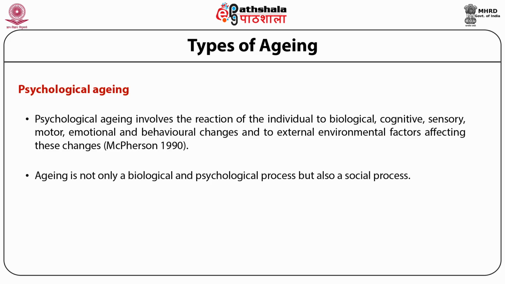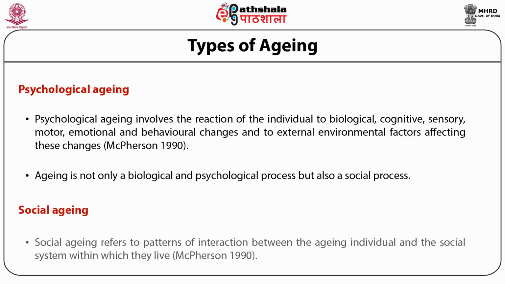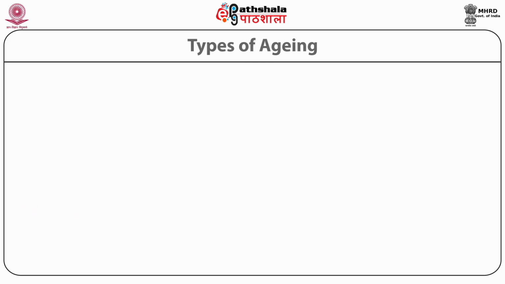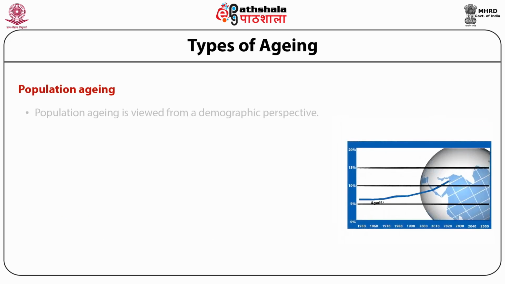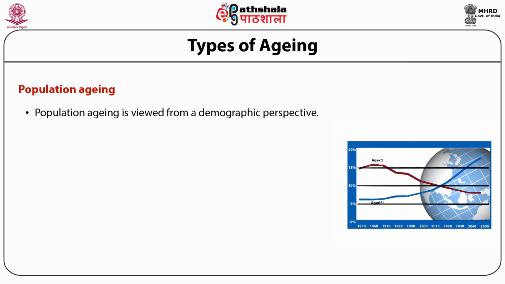Aging is not only a biological and psychological process, but also a social process. Social aging. Social aging refers to patterns of interaction between the aging individual and the social system within which they live. Population aging, which is viewed from a demographic perspective.